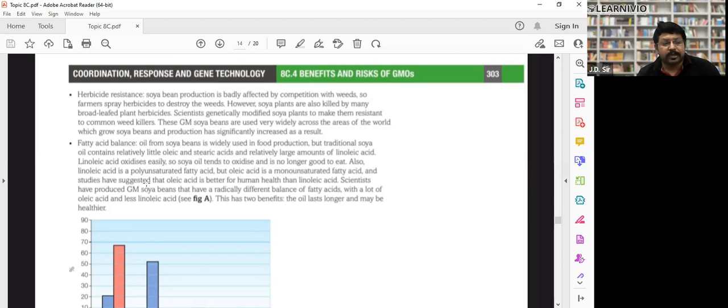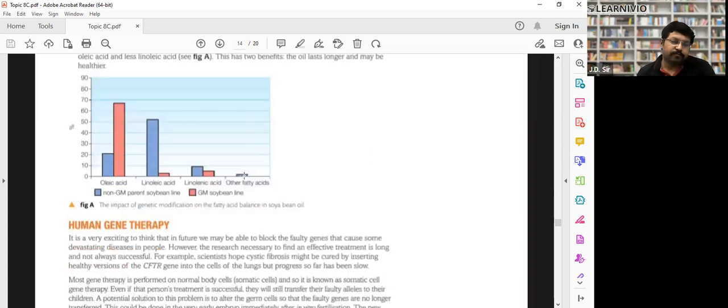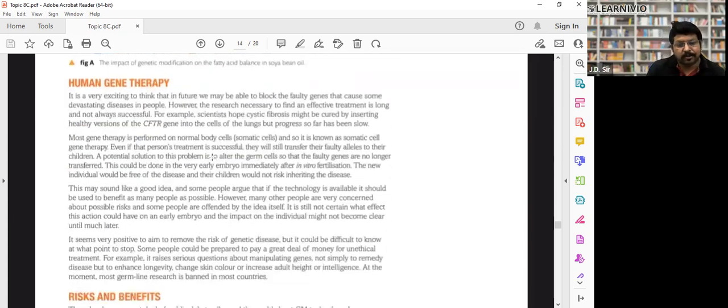Also, linoleic acid is a polyunsaturated fatty acid, but oleic acid is a monounsaturated fatty acid. And studies have suggested that oleic acid is better for human health than linoleic acid. Scientists have produced genetically modified soybeans with a radically different balance of fatty acids, with a lot of oleic acid and less linoleic acid. This has two benefits: the oil lasts longer and may be healthier, right? So that is the benefit of making genetically modified soybean.